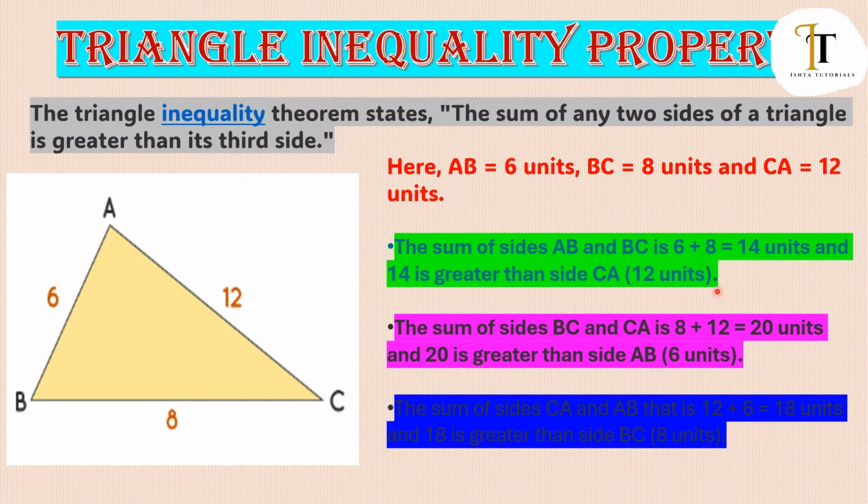Yes, it's right. Now, again, let's take the other two sides. Here, the sum of two sides. Now, we will take BC and CA. BC is 8 and CA is 12. Now, 8 plus 12 is equal to 20, right? And 20 is greater than the third side, that is 6. Then again it's correct. Now, let's take the third set of sides, CA and AB. That is 12 plus 6 is equal to 18 and 18 is greater than 8 units.